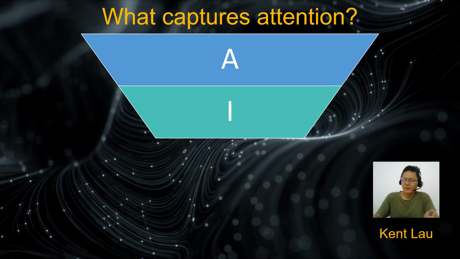Next one is I. What is I? Well, first you must get the attention of those who reach your post. The second point is interest. Once the person sees your post on social media, they get attention. The first step is attention. If you can't get attention from somebody, you can't have the interest.